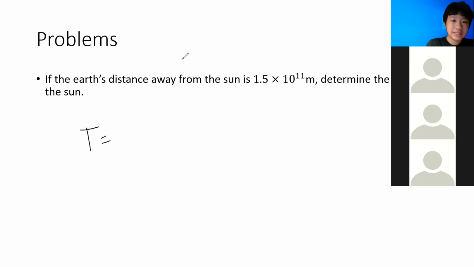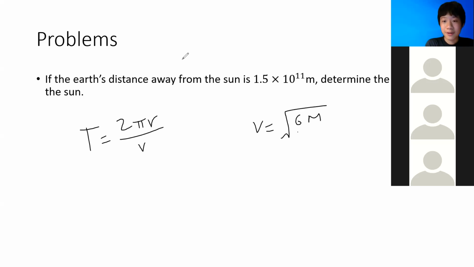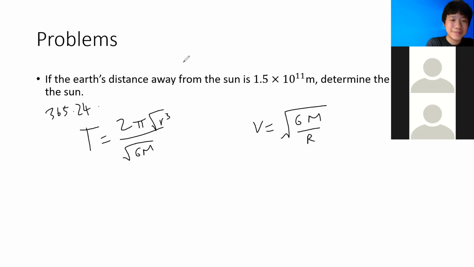An easier way to do it is to see that period is 2 pi r over v. And if you memorize that v is the square root of gm over r, then you can just plug this in. It's going to be square root of gm on the bottom, and then square root of r on the top. R times the square root of r is the square root of r cubed. So this relates the period of orbit to the radius of the Earth's orbit and the mass of the sun. So we know what the period is. That's 365 days times 24 hours times 60 minutes times 60 again. So that's the period.